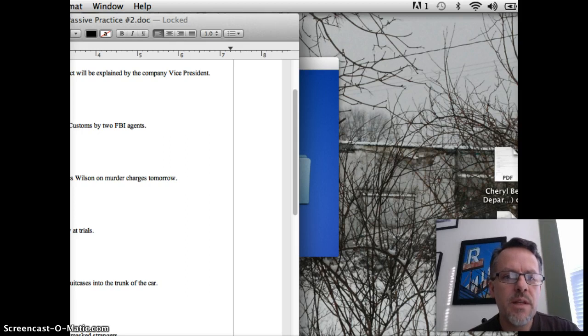Number 5 says, Bob has loaded 3 of the suitcases into the trunk of the car. It's active because Bob is doing the action. He's the one who is loading the suitcases. Loading means putting the suitcases into the trunk of the car. So in its present perfect, has loaded. 3 of the suitcases have been loaded into the trunk of the car by Bob.